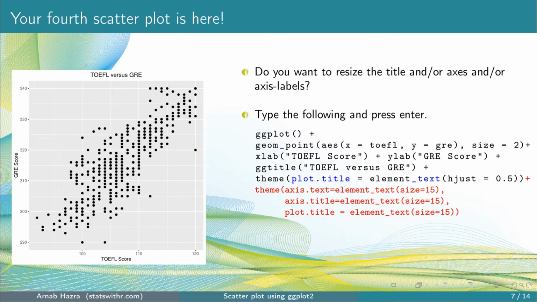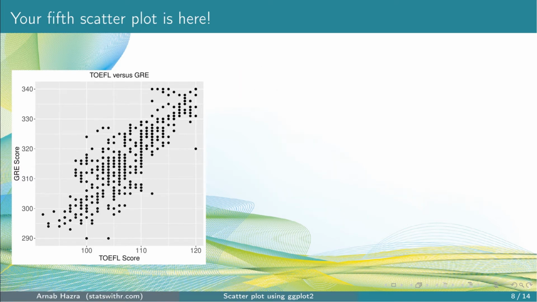Now press enter. Okay, you have the fifth scatter plot with enlarged axis, axis titles and plot title. Next, we often want to overlay a regression line over the scatter plot. This line helps to have an idea about the average GRE score corresponding to an input TOEFL score. If you think you don't need this, you can skip the following steps.